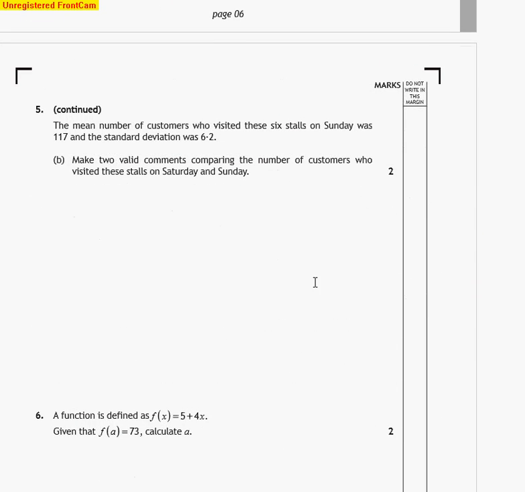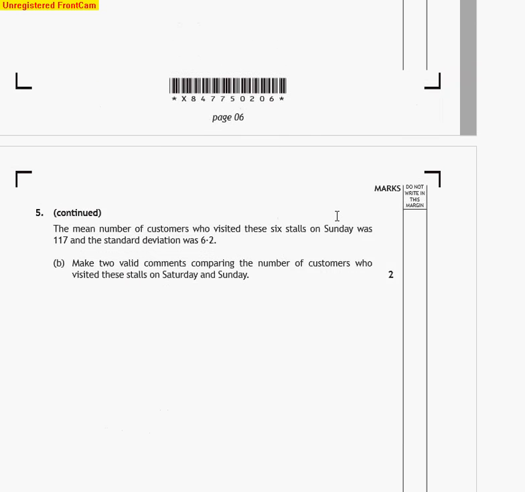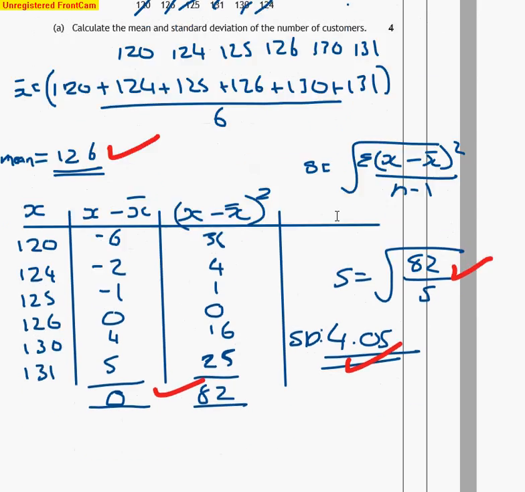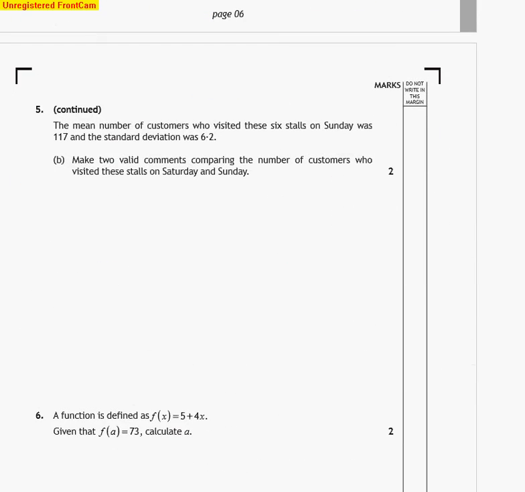This is where folk usually struggle. Okay. It's actually thinking about what we've just worked out. We should have enough time for this. I'll maybe just speak through it. So what I would say, the mean was 126, the standard deviation is 4.05. So it was 126 for the mean, 4.05. And this, so the mean number of customers on the Sunday, the next day, was 117, and the standard deviation was 6.2. Okay, so that was Saturday, and that was Sunday.